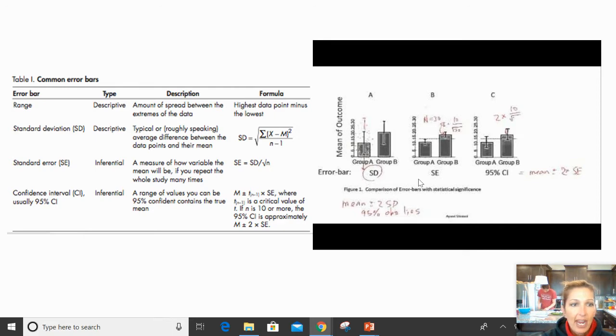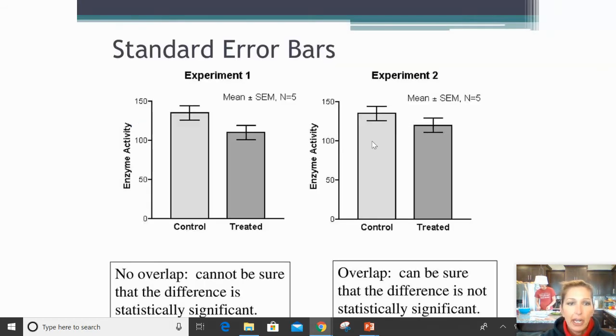Now, as far as different error bars, there's standard deviation, and I showed you the equation for calculating it. There's standard error, and I showed you the equation for calculating that. And there's also confidence intervals. I've never seen College Board ask for a 95% confidence interval. What I have seen College Board do is show these error bars, and we have to assume that our real value is not here at the mean. Our real value could fall somewhere along this error bar. And they might ask you to include error bars.